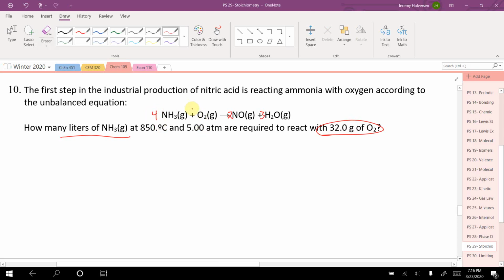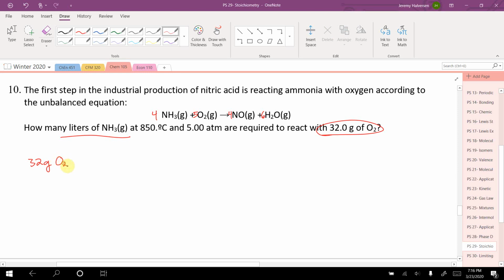If I have a 4, I need 4 nitrogens there. 12 hydrogens, now I have 12 hydrogens there. And now, 6 oxygens, so that's 10 oxygens, so I need there 5, gives me my 10 oxygens. Cool, nice and balanced.